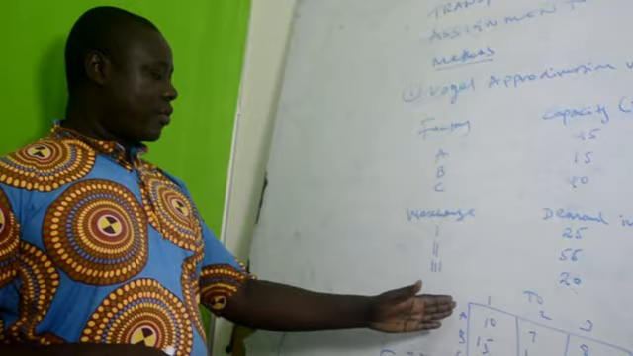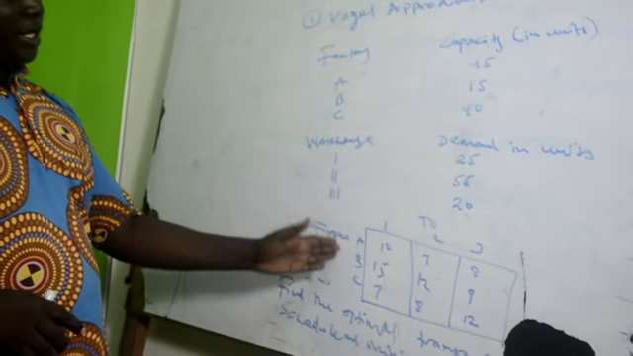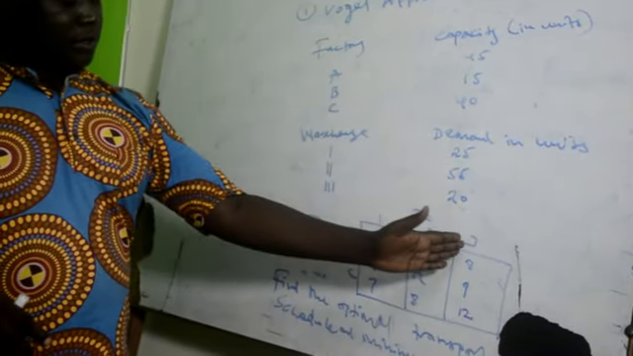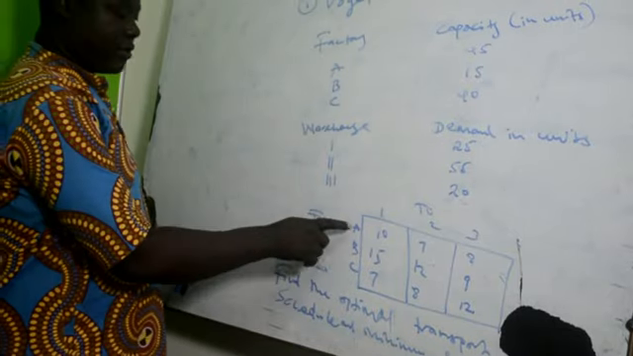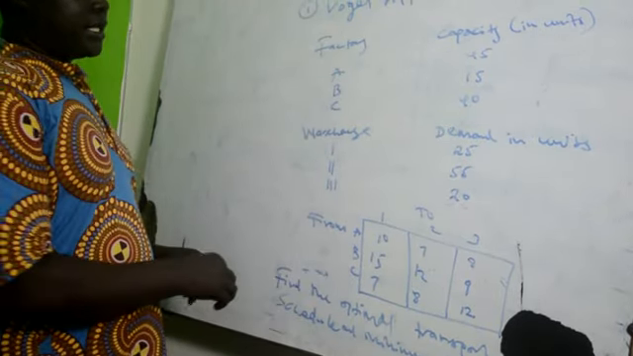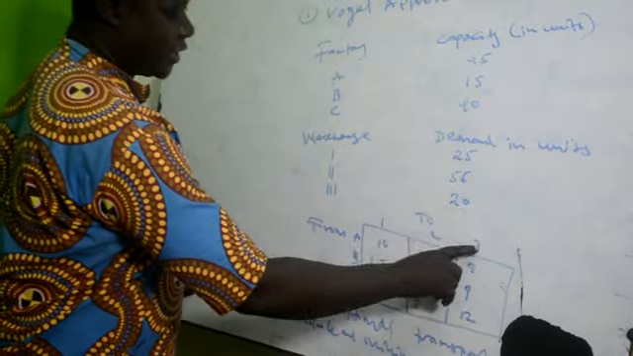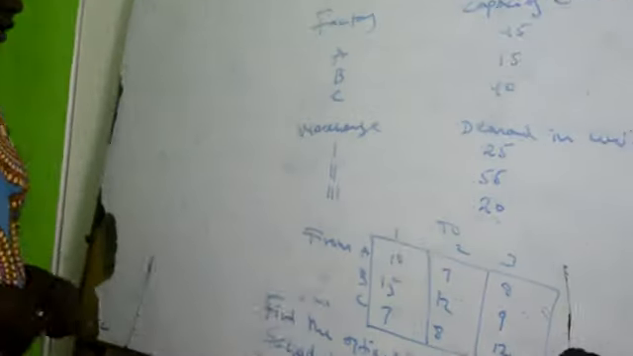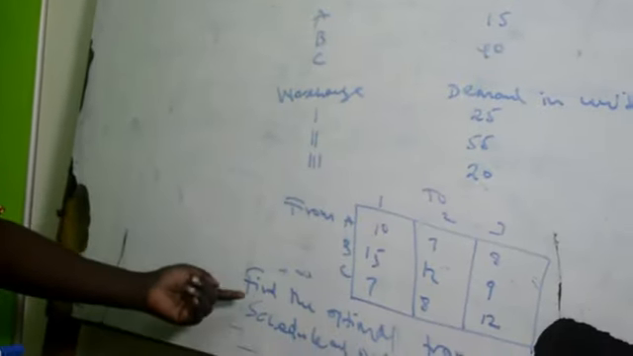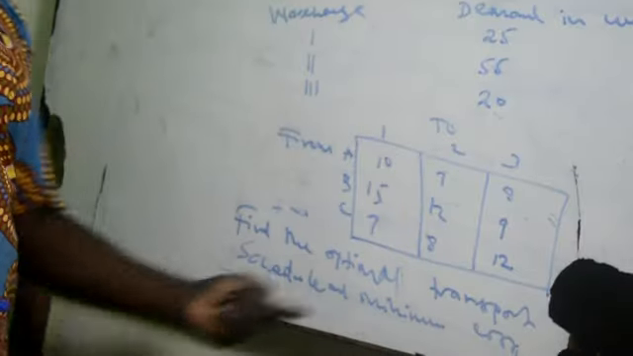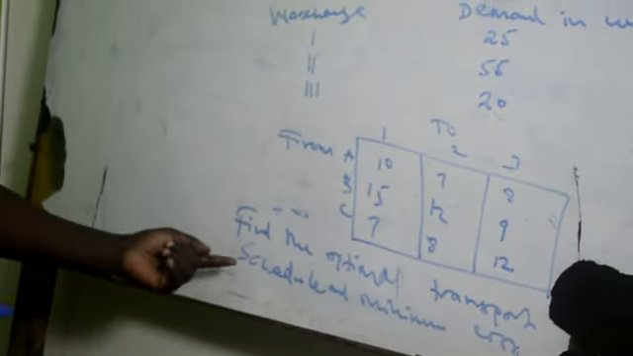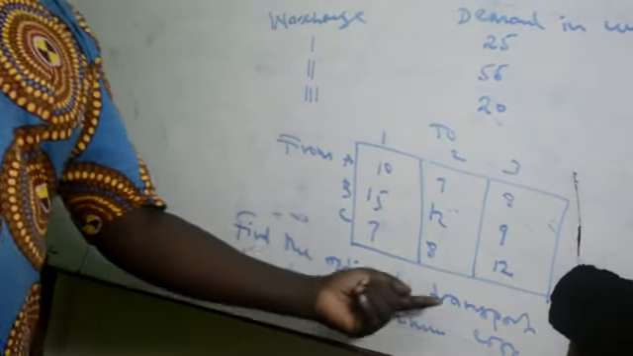In this table, the movements are from factory going to warehouses. So we have factory A, B, and C. Then we have warehouse 1, 2, and 3. Now we have been asked the question: find the optimal transportation schedule and minimum cost.